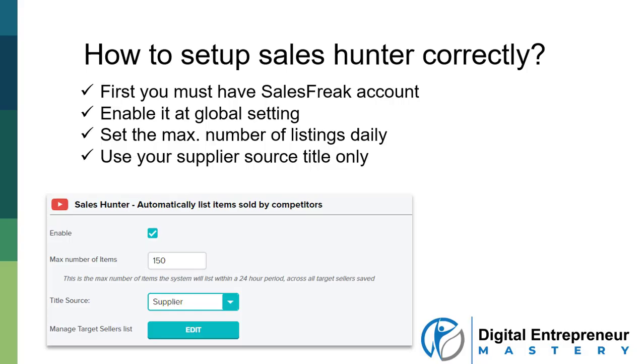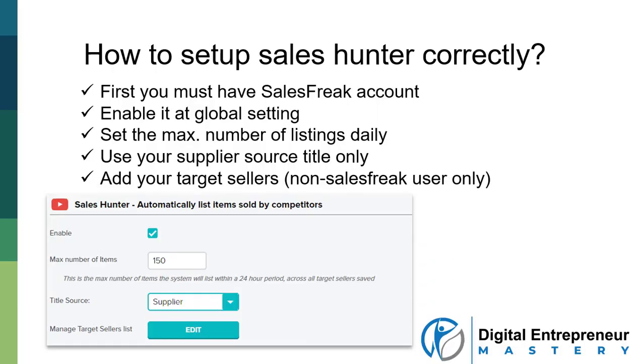You might have encountered issues that deal with a wrong title. So I suggest when you're beginning out, use the title that's supplied directly from the Amazon site and not from your competitor's site. Your competitors might have a different title. And lastly, you need to add your target sellers, meaning other eBay sellers that are non-SalesFreak users, into this list of targeted sellers. Let's take a look online on how to set this up.